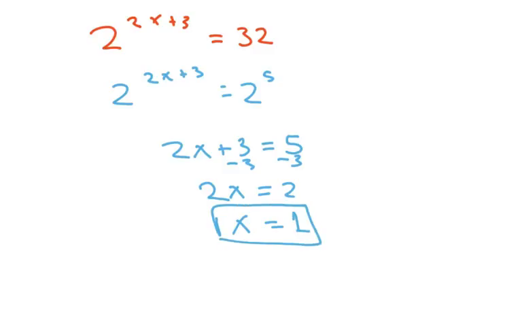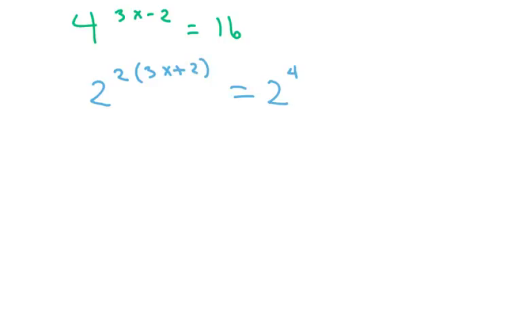All right? So basically you're going to get 2 to the 5th equals 32 if you plug in the 1 in here, if you check it. All right. The next one, we have 4 to the 3x minus 2 equals 16. In this case, I'm going to change both bases to 2. 4 is 2 squared, and then you multiply it by whatever's in your exponent, and we know that 16 is 2 to the 4th. Since my bases are the same, all I have to do is solve.